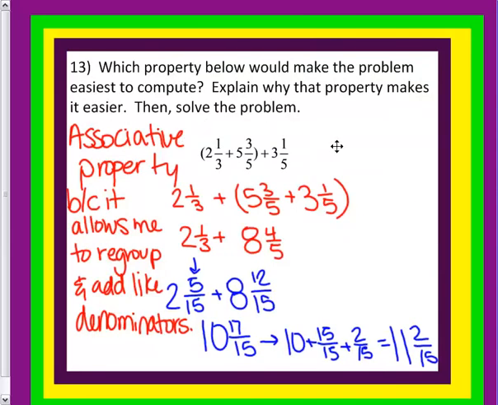For this one, which property would be the best? There's grouping symbols, so it's the associative property. So I'm going to switch these because these have common denominators. So I get 8 4/5. So then, now I can add them together by making common denominators of 15. And then I get 10 17/15, which would be like a whole here. So I really have 11 2/15.